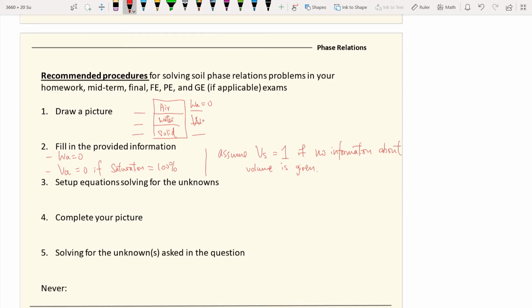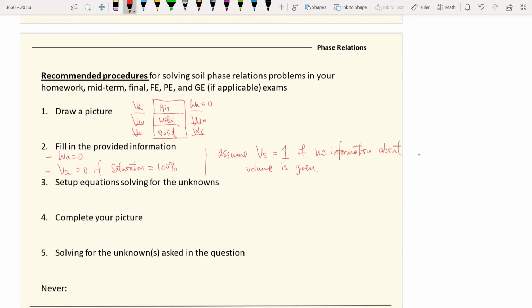One more time: the rate of the water, the rate of solid, the volume of air, the volume of water, and the volume of solid. You need to find those five parameters. Sometimes it's given to you in the questions. If that is the case, then your second part of the procedure will take care of it. Then the third part of the procedure now is to set up the equations to solve for the remaining unknowns within the picture.